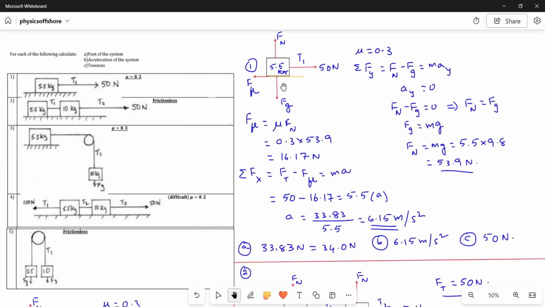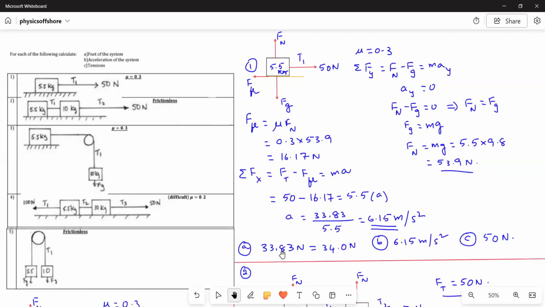Next, we will write the x-dimension forces. Sigma Fx is equal to F tension. I am taking the right side as positive. This is the positive x direction, and this is the negative x direction. Therefore, F tension minus F friction is equal to ma. F tension is given as 50. So 50 minus friction, 16.17, which we just calculated, is equal to mass, 5.5 kilograms, times a. From this, we can calculate a is equal to 6.15 meters per second square.